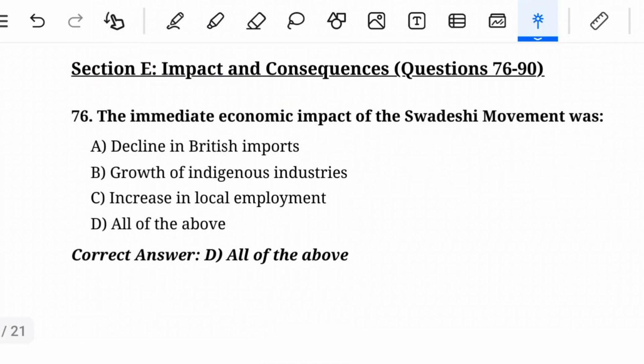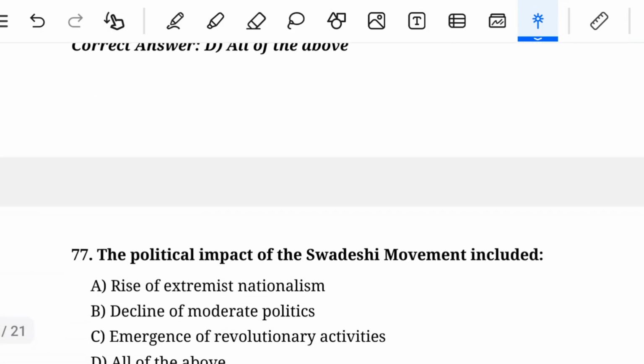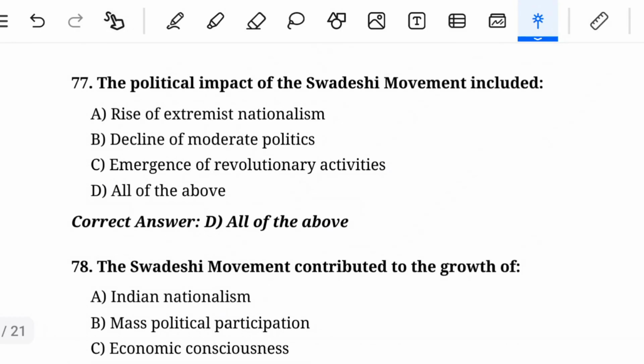76. The immediate economic impact of the Swadeshi movement was: A. Decline in British imports, B. Growth of indigenous industries, C. Increase in local employment, D. All of the above. Correct answer: D. All of the above. 77. The political impact of the Swadeshi movement included: A. Rise of extremist nationalism, B. Decline of moderate politics, C. Emergence of revolutionary activities, D. All of the above. Correct answer: D. All of the above.